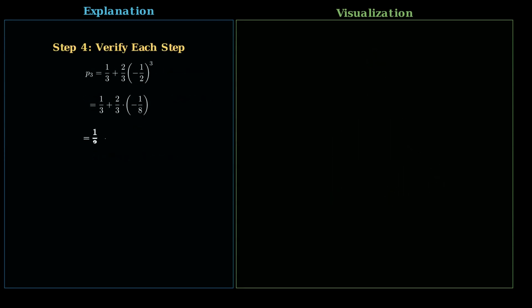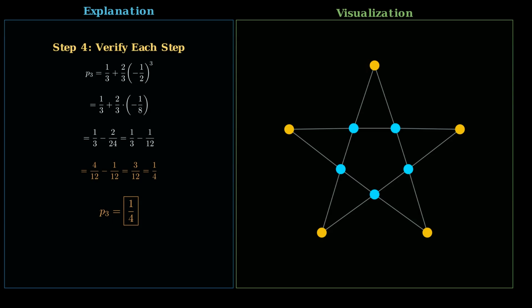Step 5. The final computation. We plug n = 3 into our closed form formula. P_3 = 1/3 + 2/3 times (-1/2)^3. (-1/2)^3 = -1/8. 2/3 times -1/8 = -1/12. So P_3 = 1/3 - 1/12. Finding a common denominator, 4/12 - 1/12 = 3/12, which simplifies to 1/4. The probability Charlotte is at an outer point after 3 moves is 1/4.